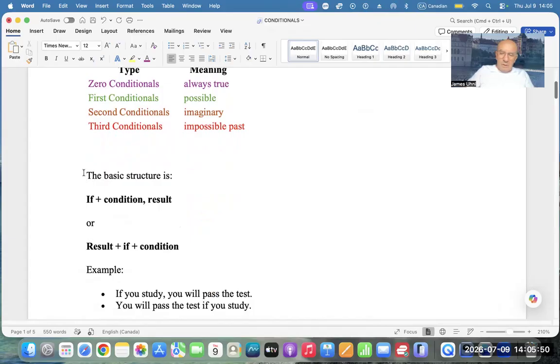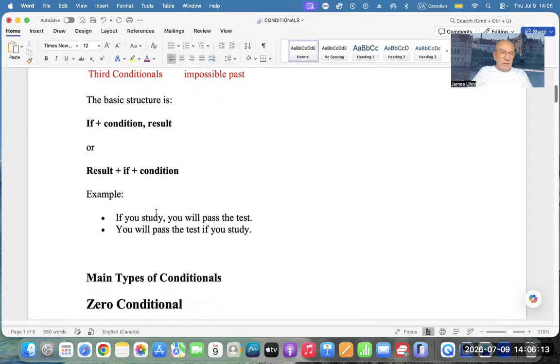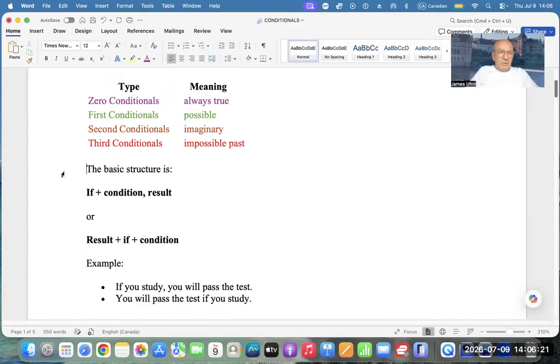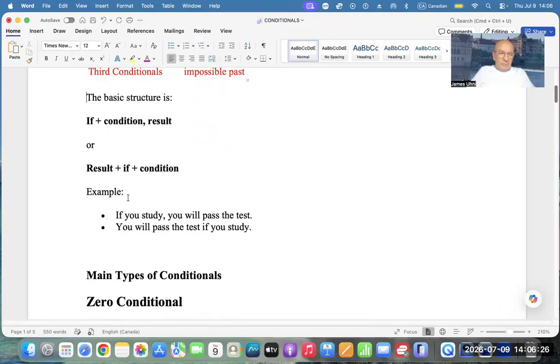Let's go up a little bit. Yes. The basic structure is if plus condition, comma, result, or result plus if plus condition. Sounds complicated, but here is an example. This is still about conditionals. This is not explaining yet what is zero, first, second, or third conditional. This is only what is a conditional.